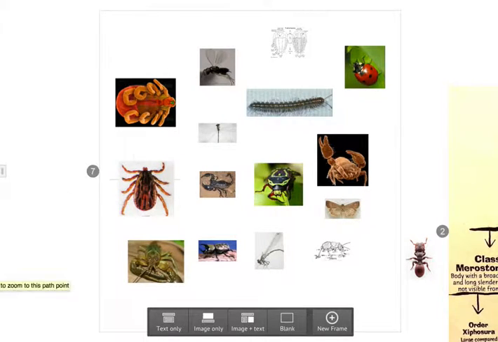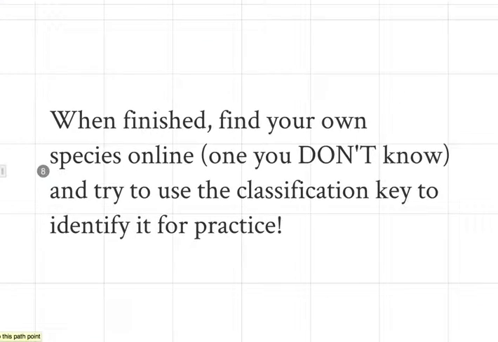Once you're finished with all of these, then find your own species online, grab a picture, one that you don't really know, and try to use the classification key to identify it for practice. You will need to navigate to this Prezi, make a copy of it, and then edit your Prezi. When you're finished, please share your Prezi with me by sending me the link.